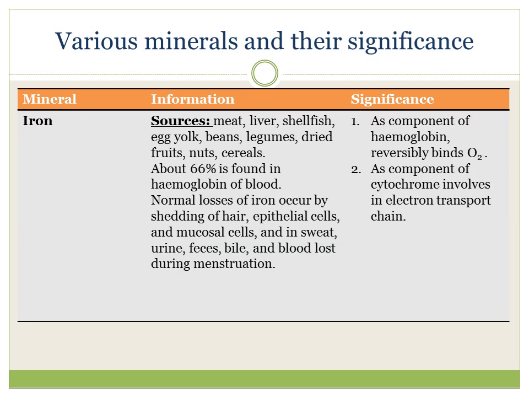Our next mineral is iron. Iron is mainly found in meat, liver, shellfish, egg yolk, beans, legumes, dried fruits, nuts, cereals, and about 66% is found in hemoglobin of blood. The normal losses of iron occur by shedding of hair, epithelial cells, and mucous cells, and in sweat, urine, feces, bile, and blood loss during menstruation. Coming to the significance of iron, as a component of hemoglobin, it reversibly binds to O2 and it transports oxygen. And as a component of cytochrome enzyme system, it is involved in electron transport chain.